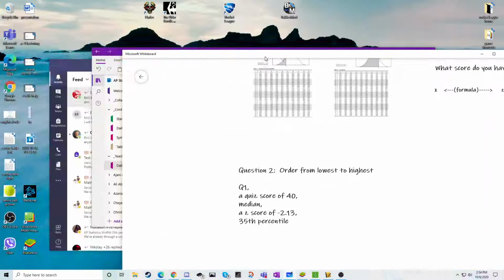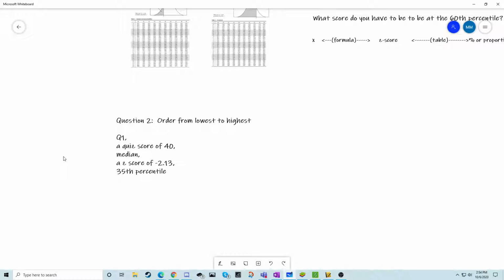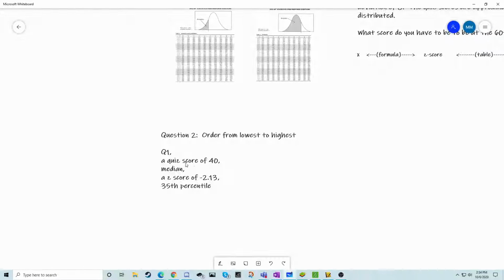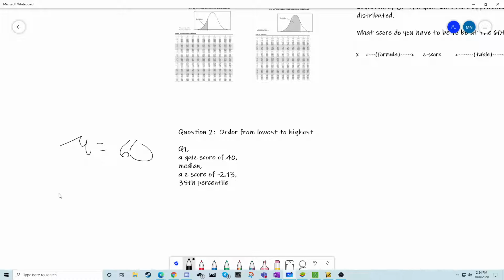Hey everybody, we're talking about ordering different pieces of data. So I'm going to use this quiz score data we've always been working with. It has a mean of 60 and a standard deviation of 8. So that's all you really need to know about it. Just pretend it's a fake quiz that I did in my class.